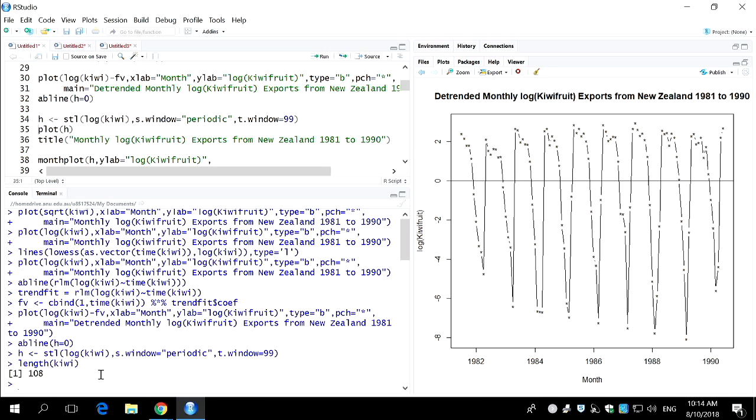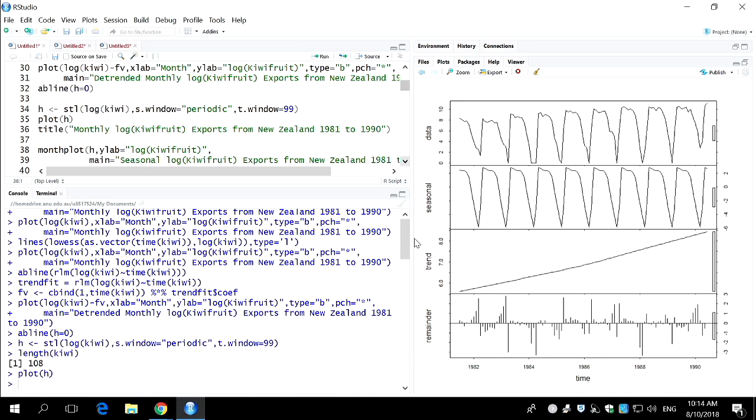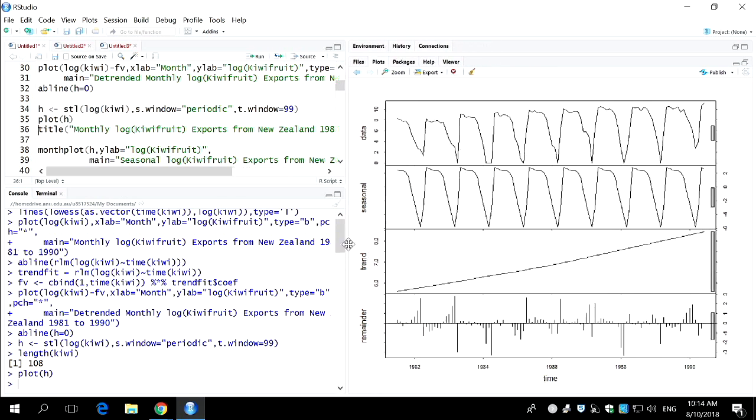I've got 108 data points. That's a big window. I probably could use a t.window of about 60, but I've gone a little bit higher. Doesn't really matter. And I'm going to plot the result of that STL output, and we get this. So okay, this is your STL output.